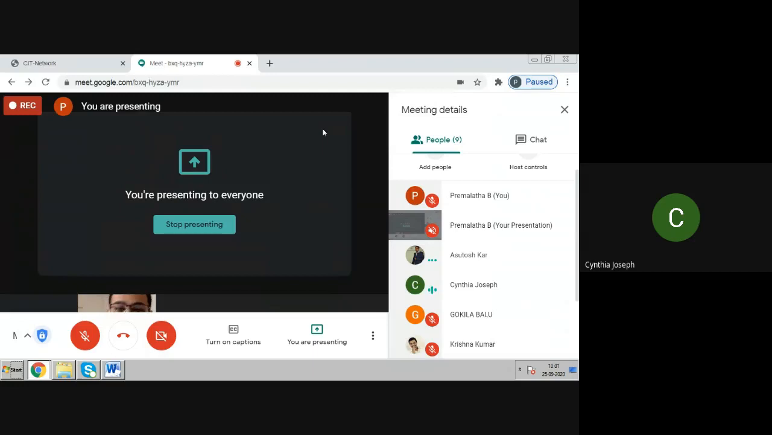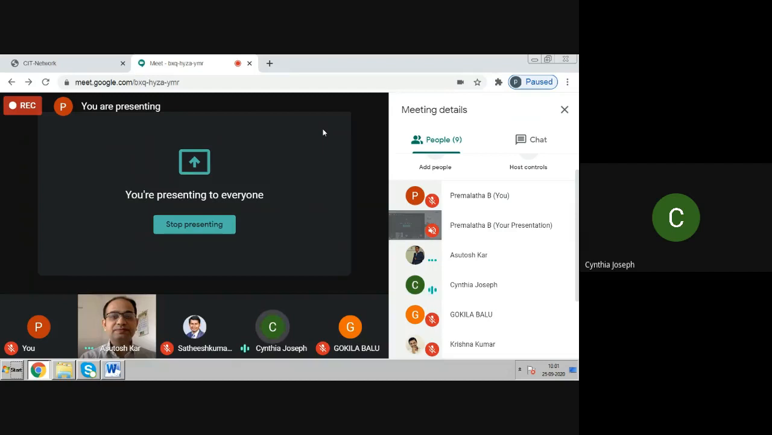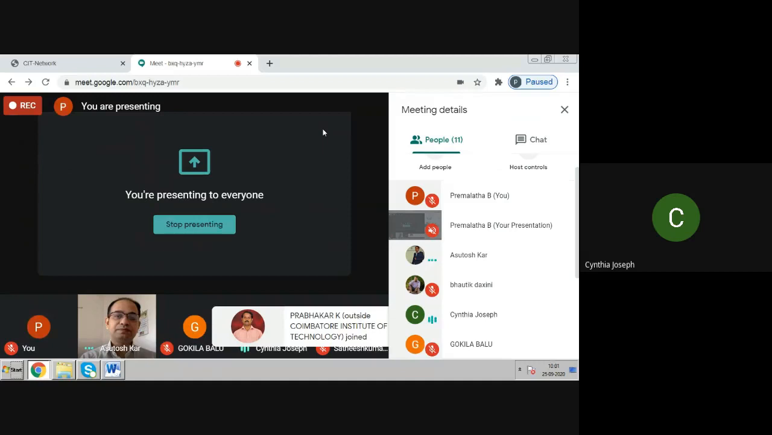He is going to deliver a talk on the topic Sound Quality Enhancement in Digital Hearing Aids Using Advanced Digital Processing Techniques. Here is a brief introduction of Dr. Ashutosh Kar. Dr. Ashutosh Kar is working as an assistant professor at the Indian Institute of Information Technology, Design and Manufacturing, IIITDM, Kancheepuram, Chennai, in the Department of Electronics and Communication Engineering.